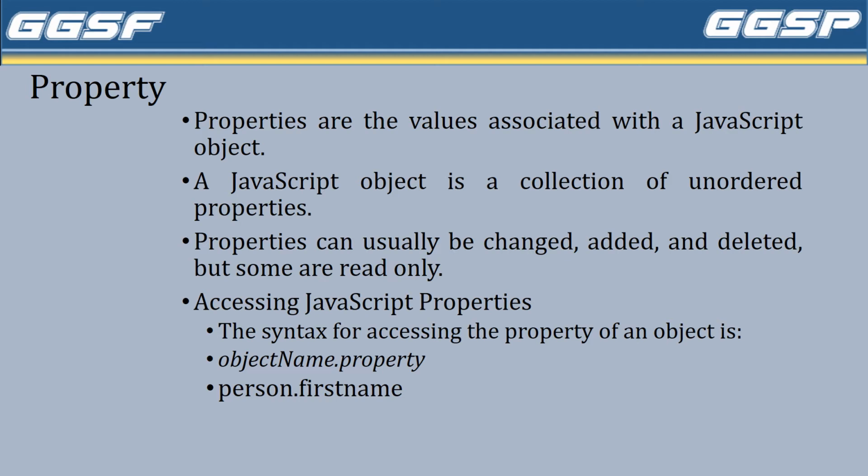For accessing the JavaScript properties, the syntax is given as object name dot property. That is, person dot firstName is the example to access the property.